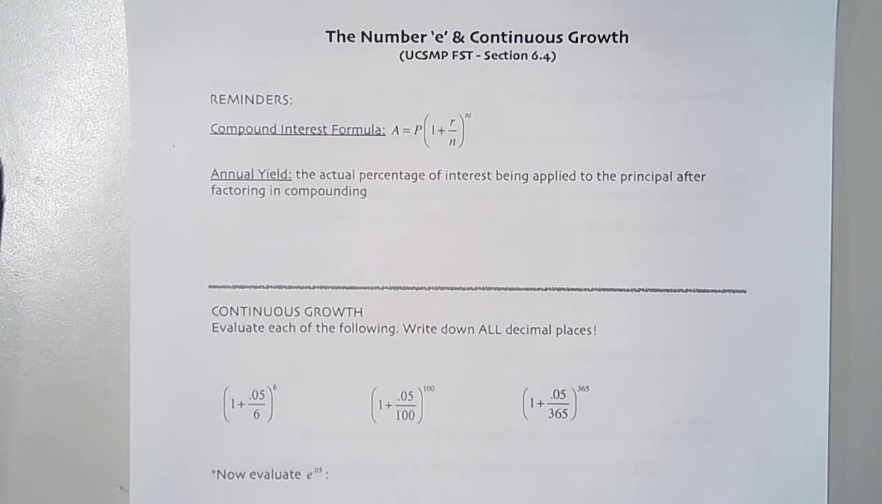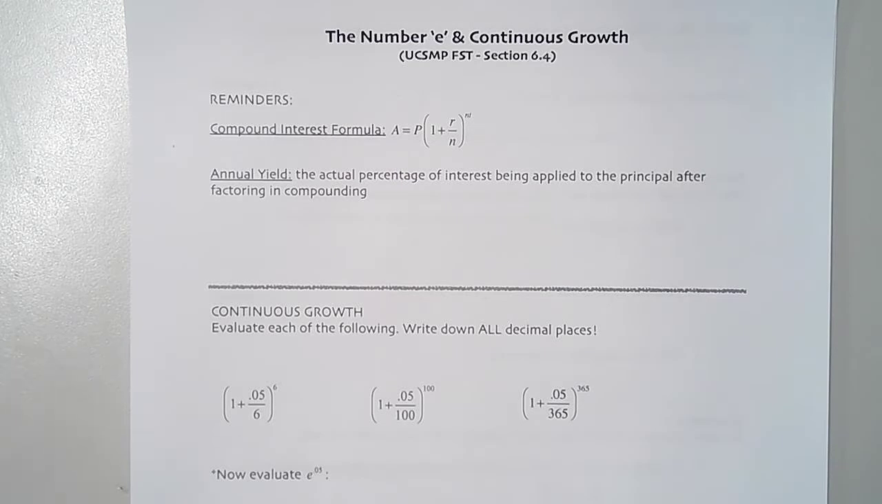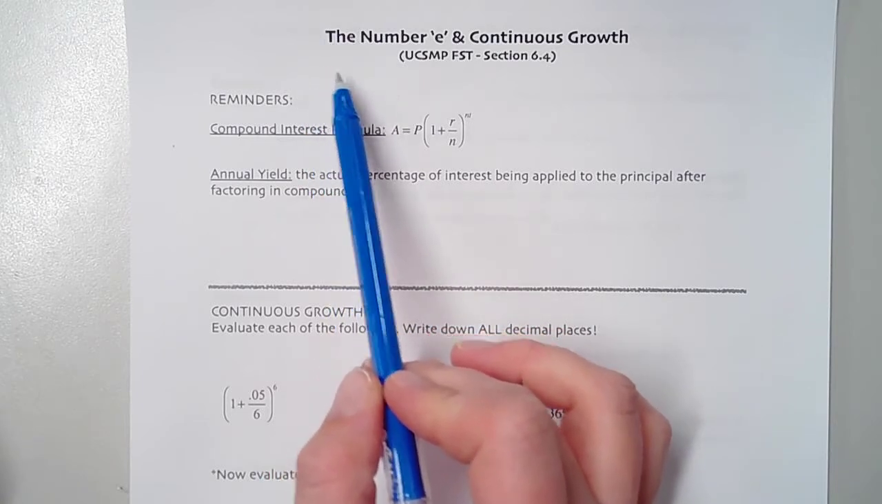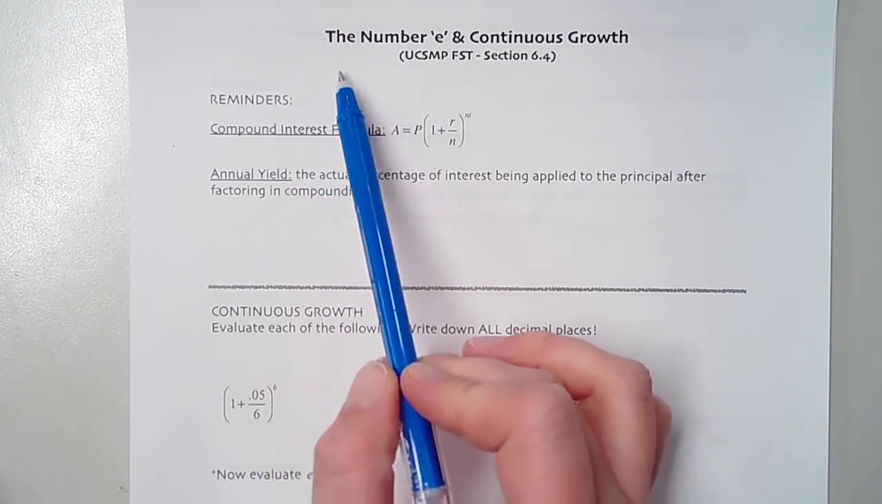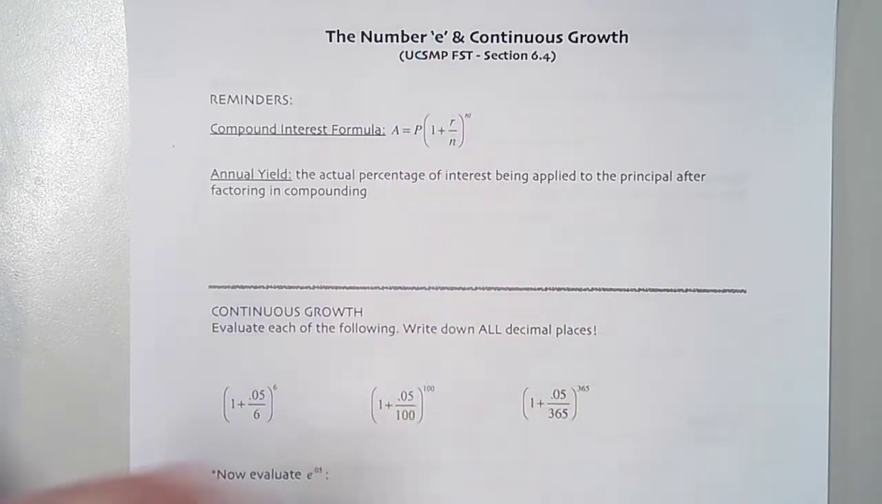Hi everyone, this is lesson 6.4 from Algebra 2A, and really the topic of this lesson is continuous growth. That's the main focus here in this lesson. However, continuous growth incorporates a numerical value that we're going to learn about today, and that numerical value is given the name e. So yes, I realize e is not technically a number, but later in the lesson you're going to learn what e is and how it's used in continuous growth. So there really is a numerical value called e.